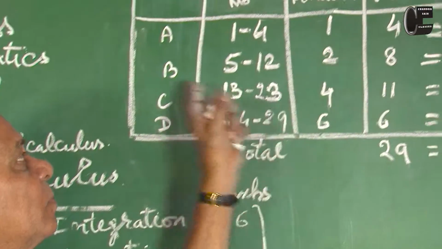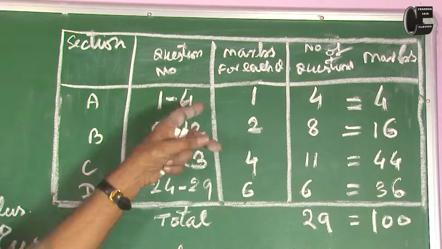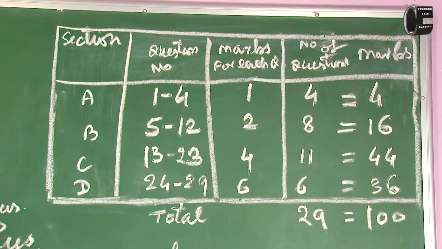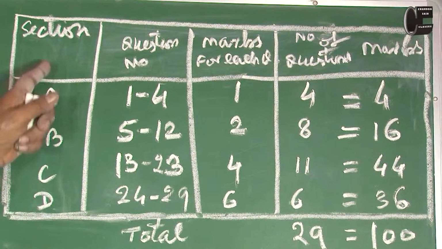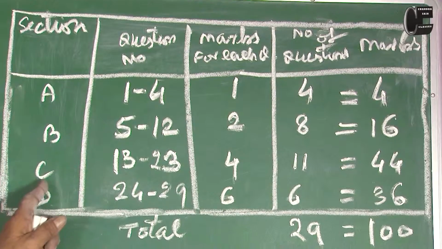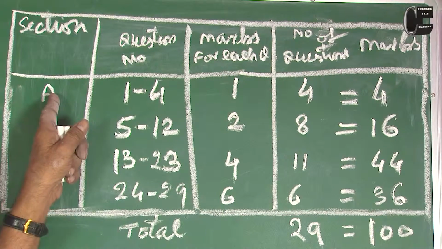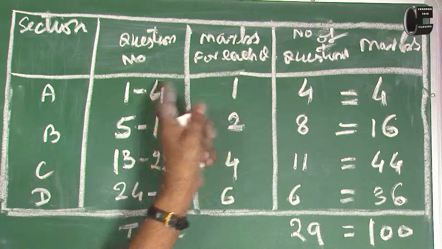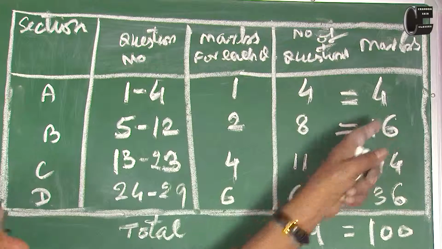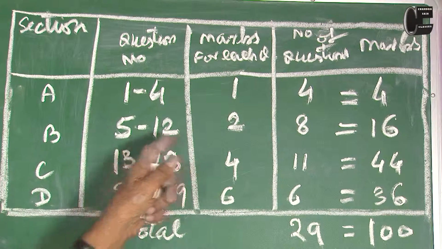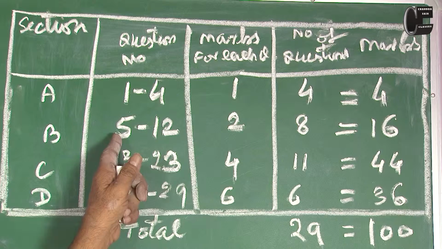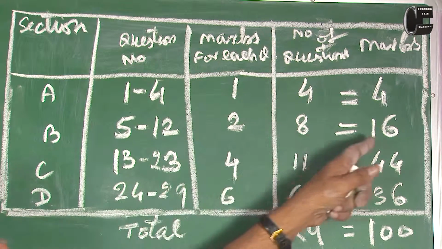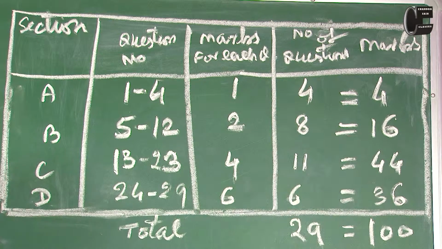This is the format of a CBSE question paper for mathematics for 12th class. There will be four sections: A, B, C, D. In section A, question numbers 1 to 4, 1 mark each. Therefore, these four questions will be of 4 marks. Now in section B, there will be 8 questions from question number 5 to question number 12, each of 2 marks. Therefore, this section will be of 16 marks.